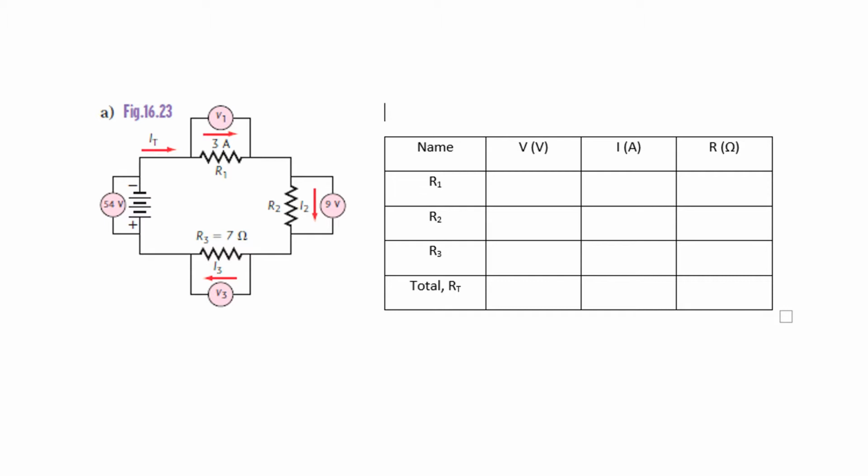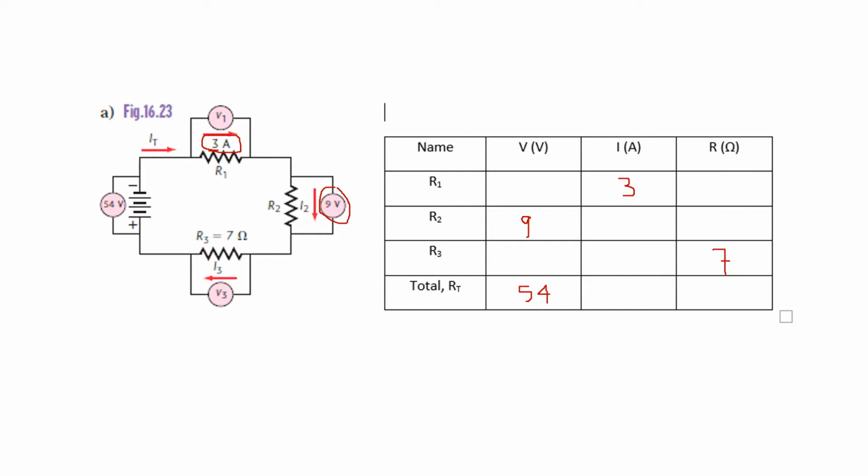In R1, the only thing I have is 3 amps, so I have the current. In R2, the only thing I have is 9 volts, so I have the voltage. In R3, the only thing I have is resistance. And in R total, the only thing I have is 54 volts.